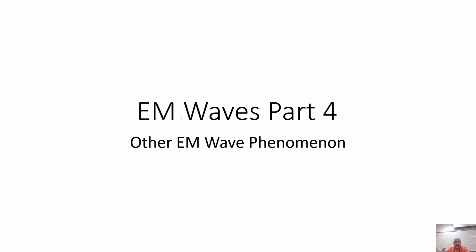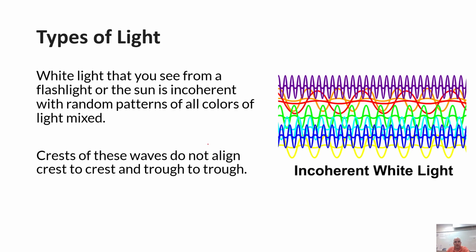Lesson in the electromagnetic wave spectrum. We're going to look at other wave phenomena that happen with light and other electromagnetic waves. Specifically, when we talk about white light, we're talking about incoherent white light. If you're looking at the room around you, you're going to see white light because all the colors are mixed in.